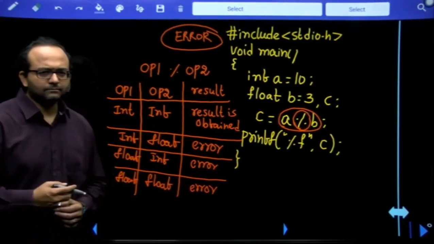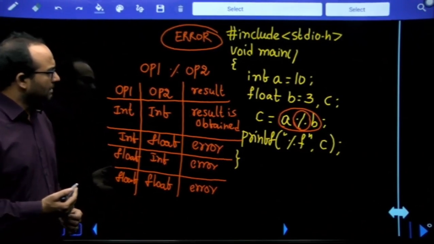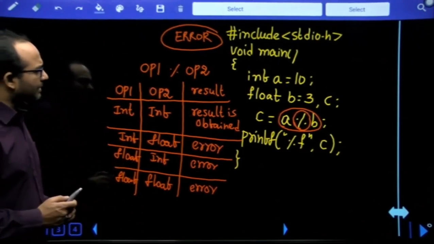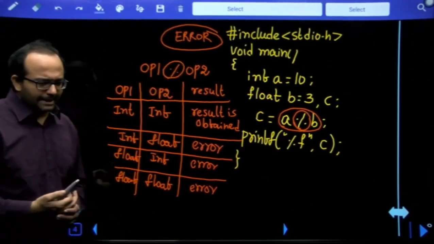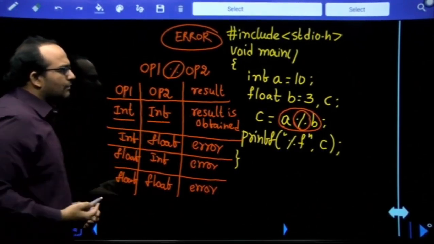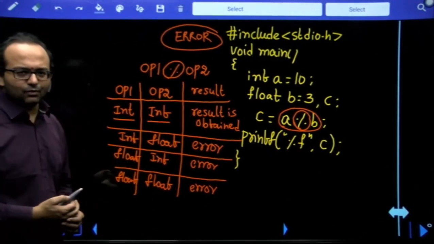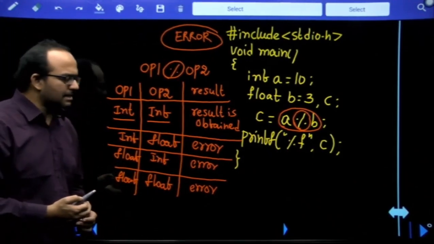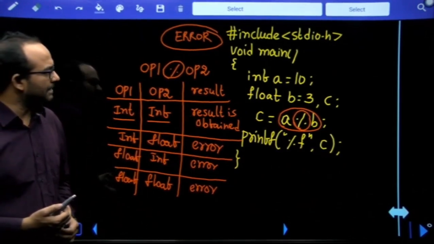Okay, just like this. So always remember, when you are applying the modulus operation between operands, both operands must be integer, then only you can get a result. If any one of the operands or both the operands are floating point type, in that case it is going to produce an error. Okay, like this.